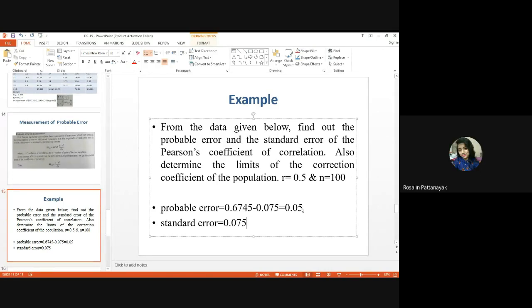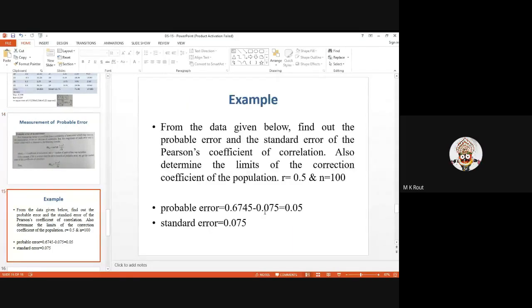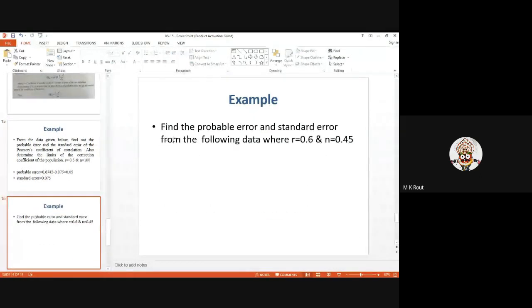Can you show the previous slide once again? In the calculation of standard error, this constant is not used, so you can directly go to this area and write the standard error. Okay, moving to the next one, just calculate the probable error here.